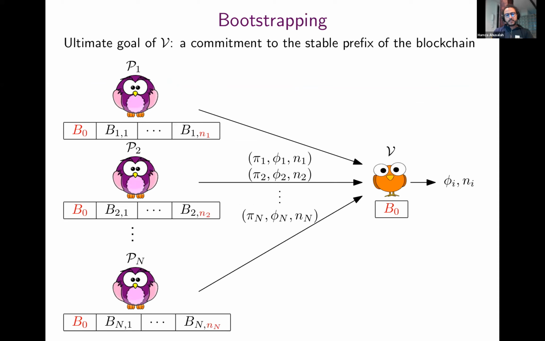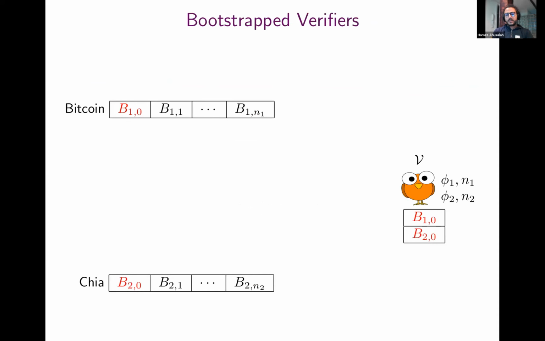So informally, in a bootstrapping protocol, the verifier depicted here on the right side, who has the genesis block B0 of the blockchain in question, potentially after reading a bunch of proofs from different provers, its goal is to output phi I, a commitment to the stable prefix of the blockchain. Why is this interesting? Well, this verifier can become a full miner itself if it wishes to.